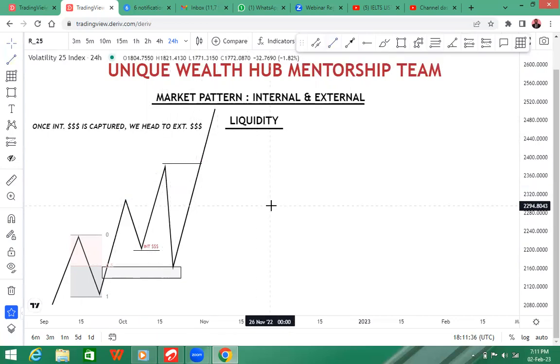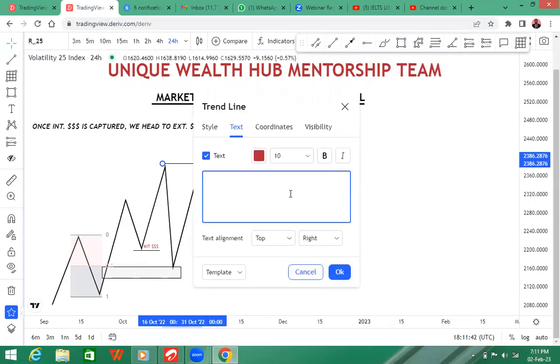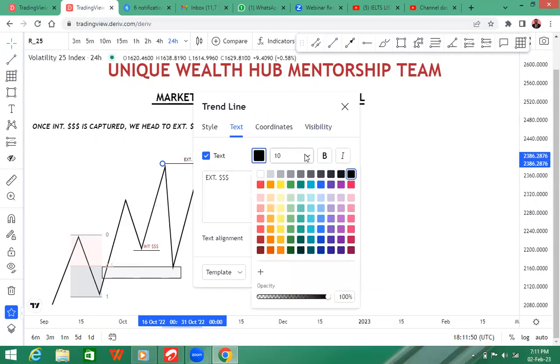Previous highs and previous lows. External liquidity is simply previous highs and previous lows. Money is seated there. Previous highs, previous lows. That's external liquidity.